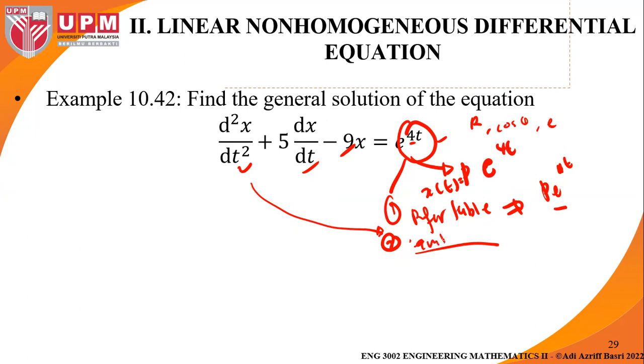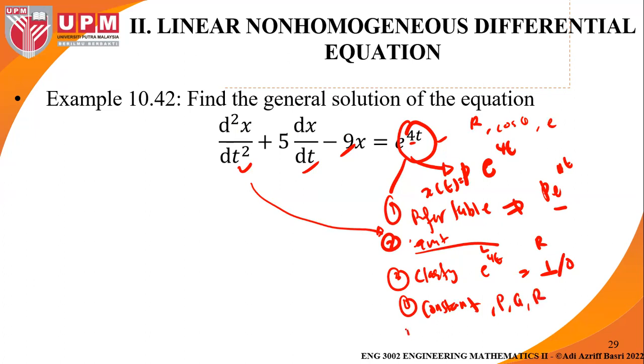Third, you classify. For example, exponent 4t on the left side, what is the right side? Is it 1 or 0, something like that? Then you get the constants. The fourth is to get the constants: what is p, what is q, what is r? The final one, get the final equation. So you have about 5 steps to answer this one.